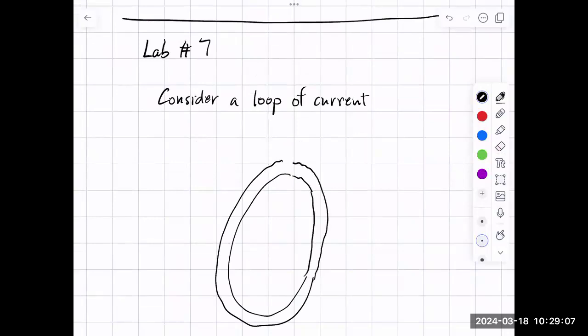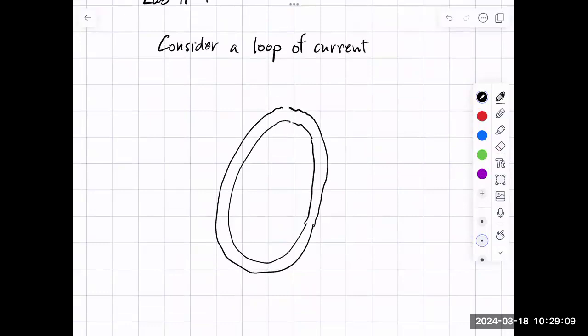Here's our loop of wire, and let's imagine that we have current looping around in this direction. Now, what I want to do is figure out the magnetic field that's caused by this loop.